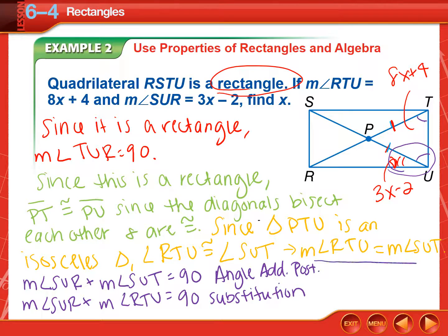Okay, coming from this right there. Okay, and now we're going to substitute. 3x minus 2 equals 90. So that's another substitution. After that it's just going to be algebra, so we're going to get 11x minus 2 equals 90. And then 11x is equal to 88. So then you've got x is equal to 8.